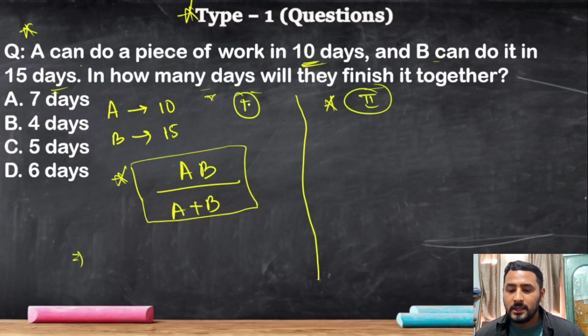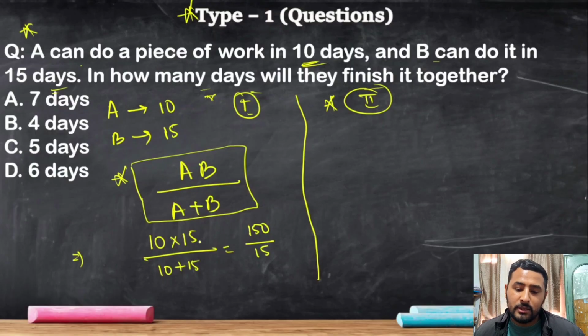So let's see here. Just put the values. A is 10, B is 15, so A into B is 10 into 15, which is 150, and then A plus B, 10 plus 15, is, sorry, 25. I'm really sorry, 10 plus 15 is 25. Now just start with the cancellation. 25, you can say 20. Start with 5.